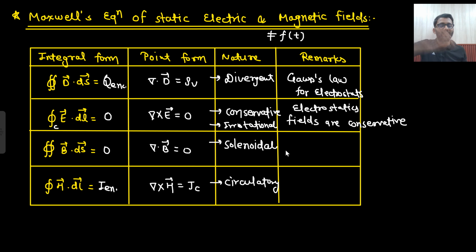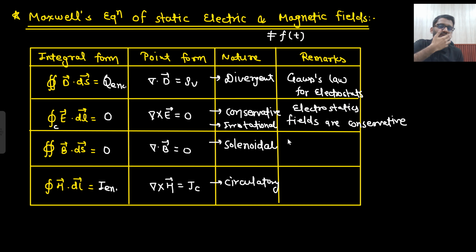Del dot D is equal to rho V, and del cross E is equal to 0. So that's why I am writing all these things. They will write divergent. Divergence means divergence of electric field they must be talking about. So del dot D is equal to rho V, and that is equivalent to Gauss law. So that's why we are making this table. That will help us to solve some MCQ problems.